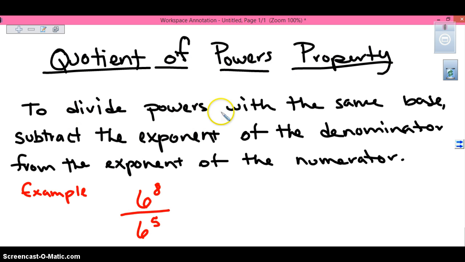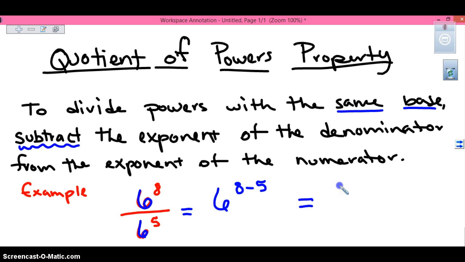To divide powers with the same base, subtract the exponents of the denominator from the exponent of the numerator. So do we have the same base here? Yes, our base is 6. We have to subtract the exponent in the denominator from the numerator. So that means 8 minus 5, 6 to the third power.